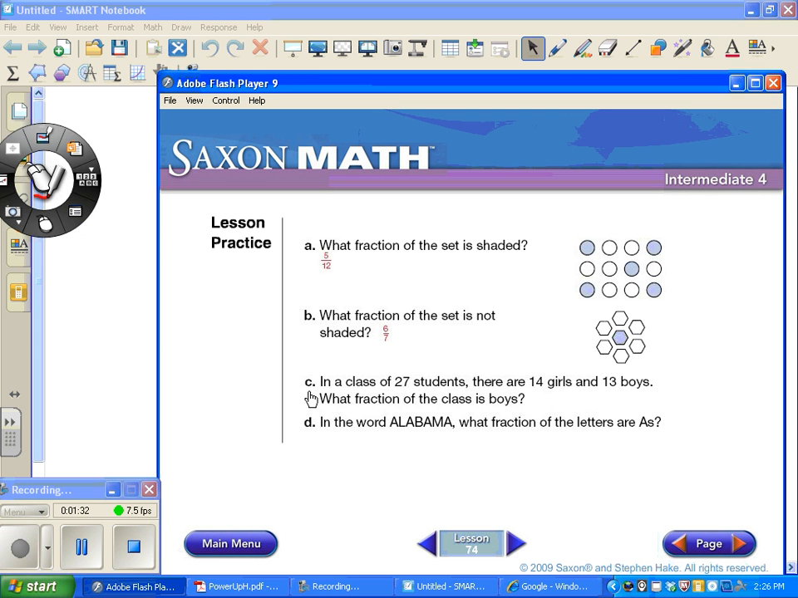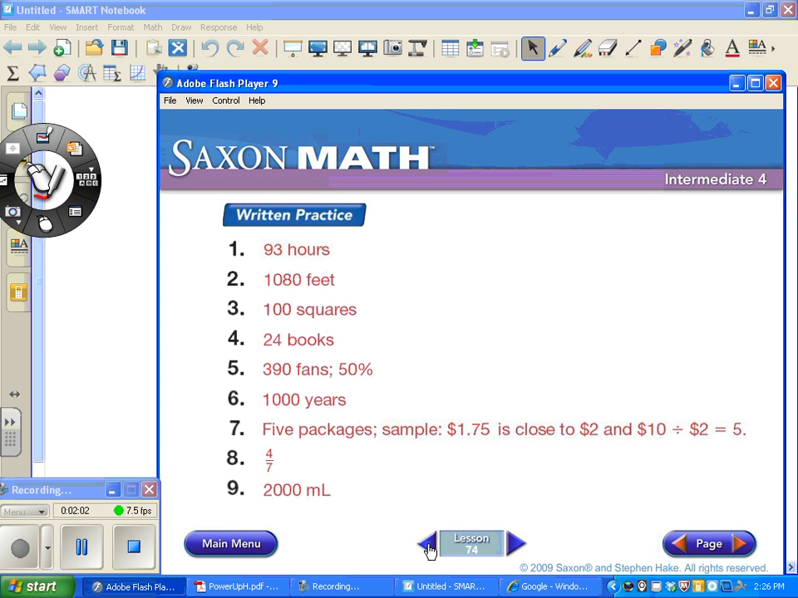6/7. Part C. In a class of 27 students, there are 14 girls and 13 boys. What fraction of the class is boys? That would be 13 out of 27, correct? 13/27. In the word Alabama, what fraction of the letters are A's? So let's see how many A's, and let's see how many letters all together. And you've got 4/7.